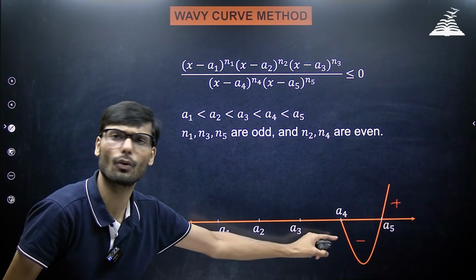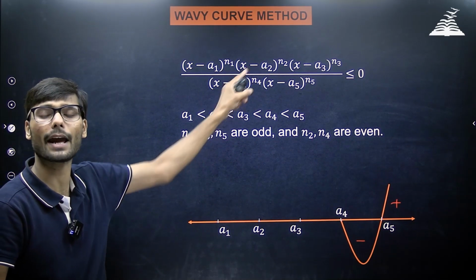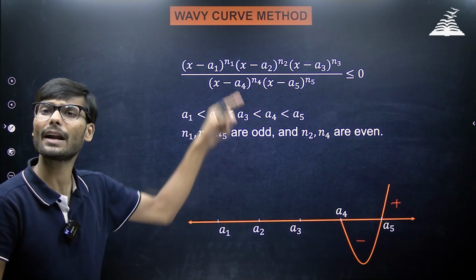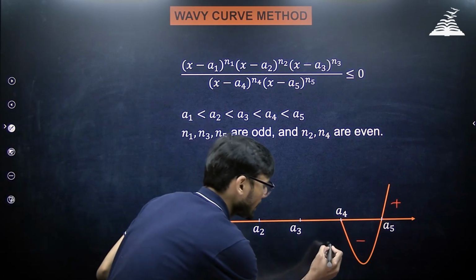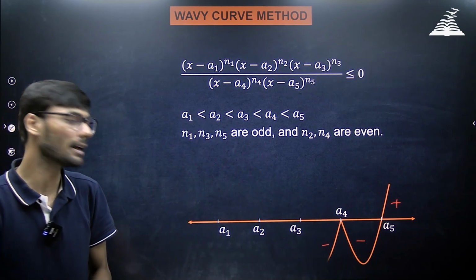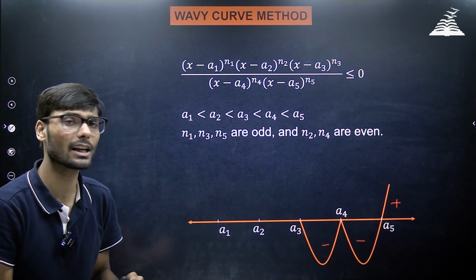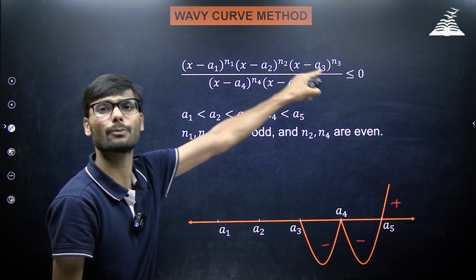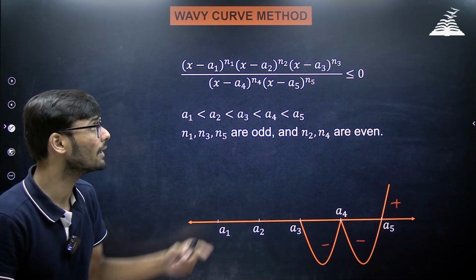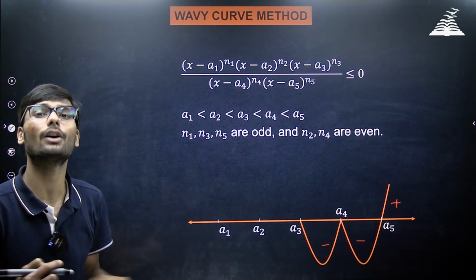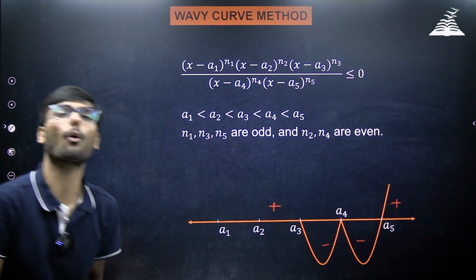Now we are at a4. a4 is the 0 of x minus a4. x minus a4 has power n4. n4 is even. Whenever the power of the expression is even, the sign doesn't change. So in this region also it's going to be negative. Now we are standing at a3. a3 is the 0 of x minus a3. What's the power of x minus a3? Is it an odd number or an even number? It's n3. n3 is odd, so the sign is going to change. So in this region it's going to be positive.